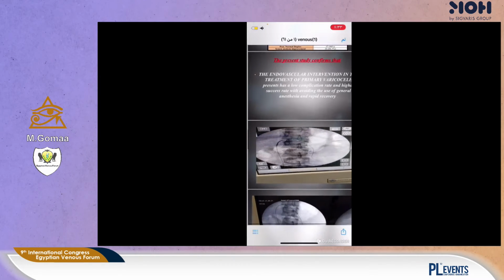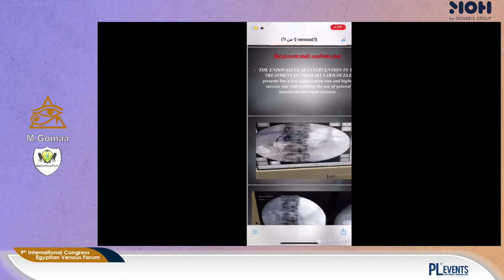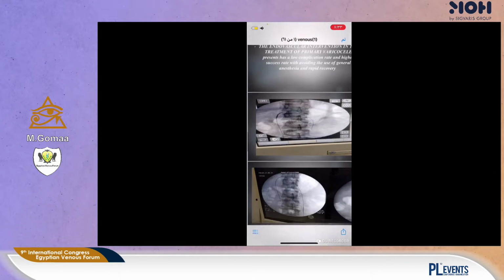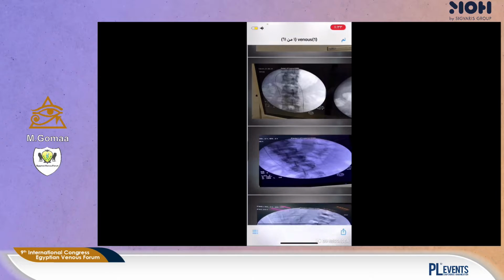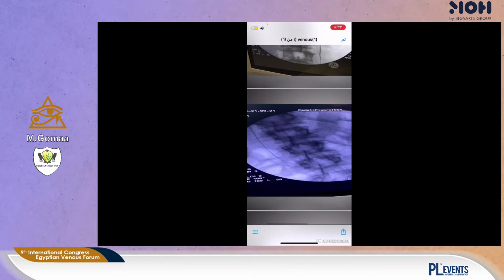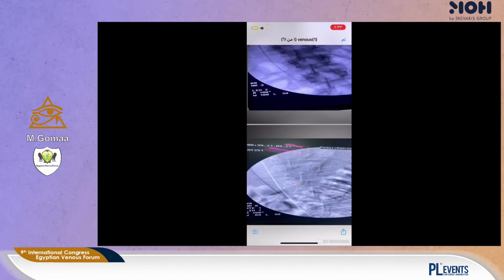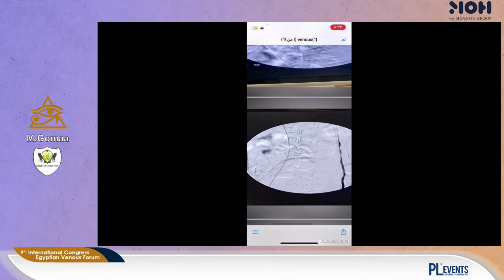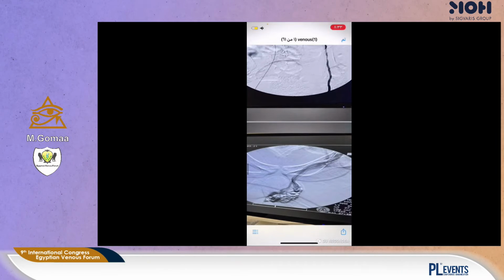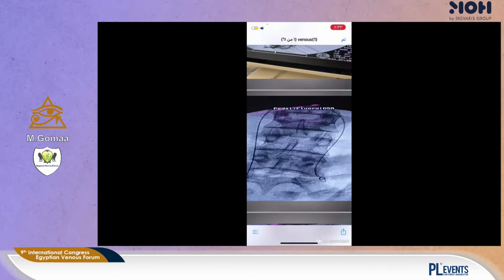In this picture, we show the access of the left spermatic vein from the right femoral access. In this picture, we show access of the left gonadal vein and pampiniform plexus from the right femoral access. In this picture, we show access from the right jugular, and this picture shows access from the right jugular. This picture shows phlebography of the left spermatic vein. In this picture, we show phlebography of the testis and the pampiniform plexus, and this picture shows insertion of coil.